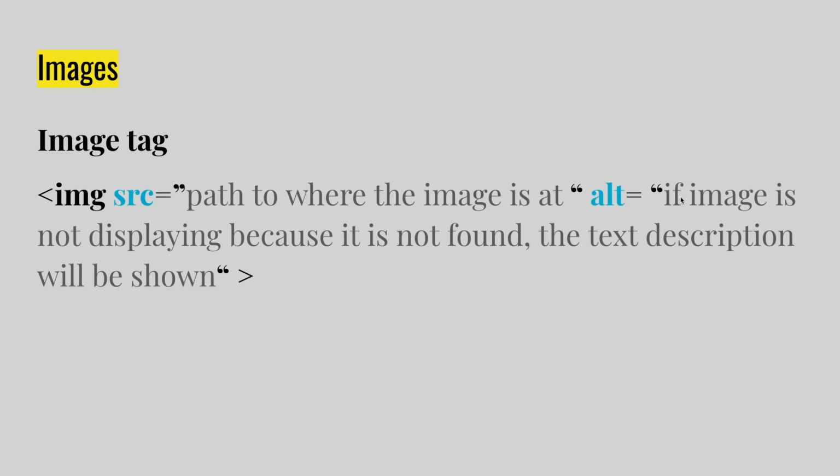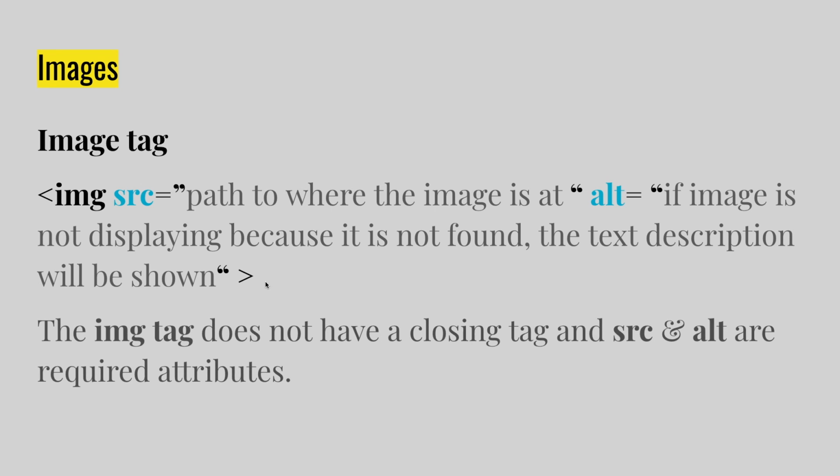And alt, if an image is not displaying because it is not found, the text description will be shown. And we did that in our last lesson, so you guys are familiar with this. The image tag does not have a closing tag, and source and alt are required attributes. So that's something to keep in mind. If you don't have a source, like you don't right now currently in lesson 3, you notice there is no image that will be displayed. And an alt is a great attribute because you want to be able to have that text description of what that image would be if it's not being displayed.